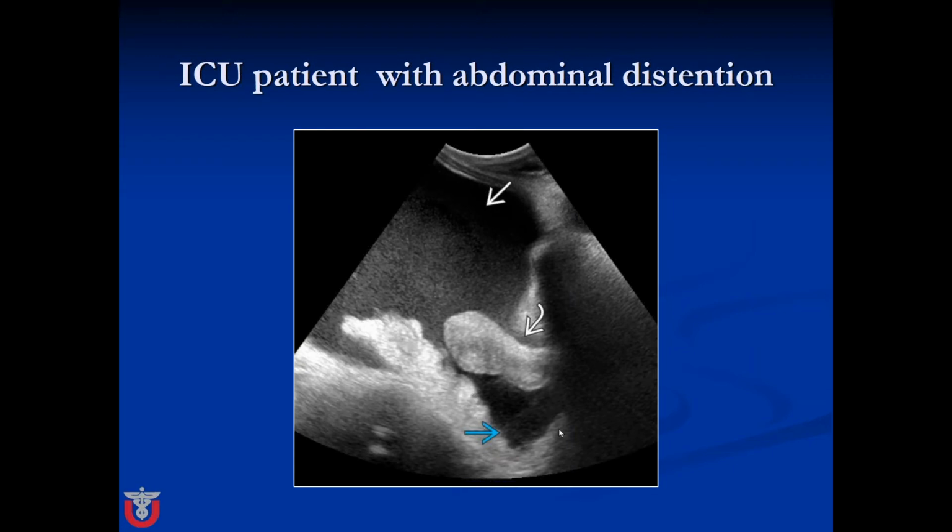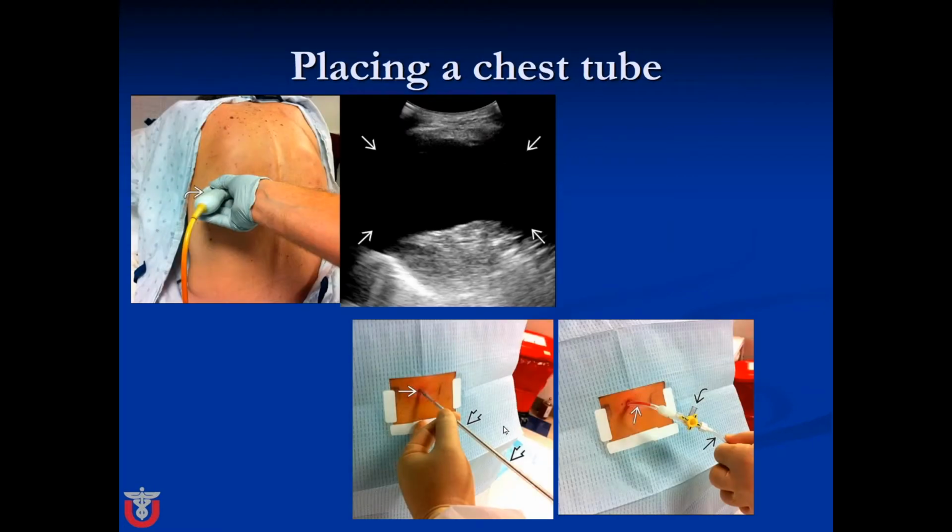This is fluid down in the pouch of Douglas. Or maybe you're doing a procedure like putting in a chest tube. So you want to find your spot and look for the biggest pocket of fluid and then put your chest tube in. So that's all point of care ultrasound.